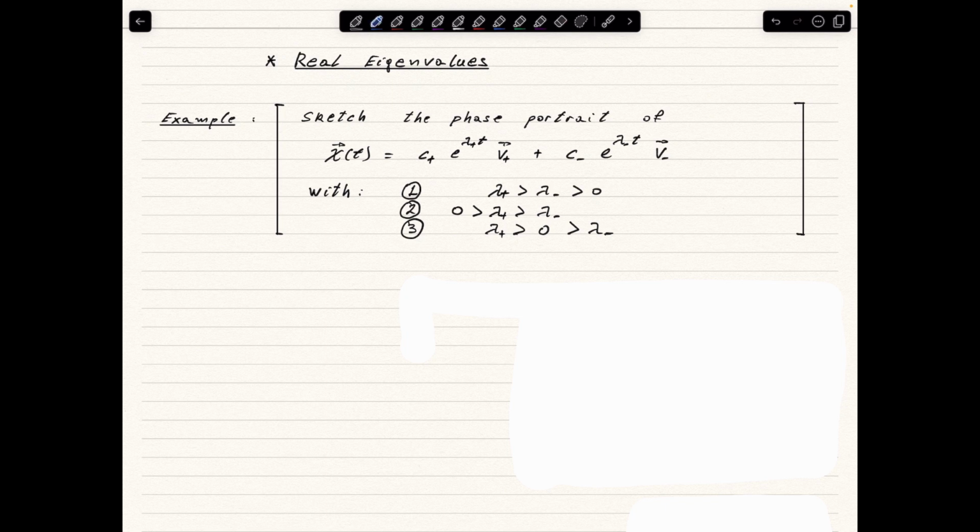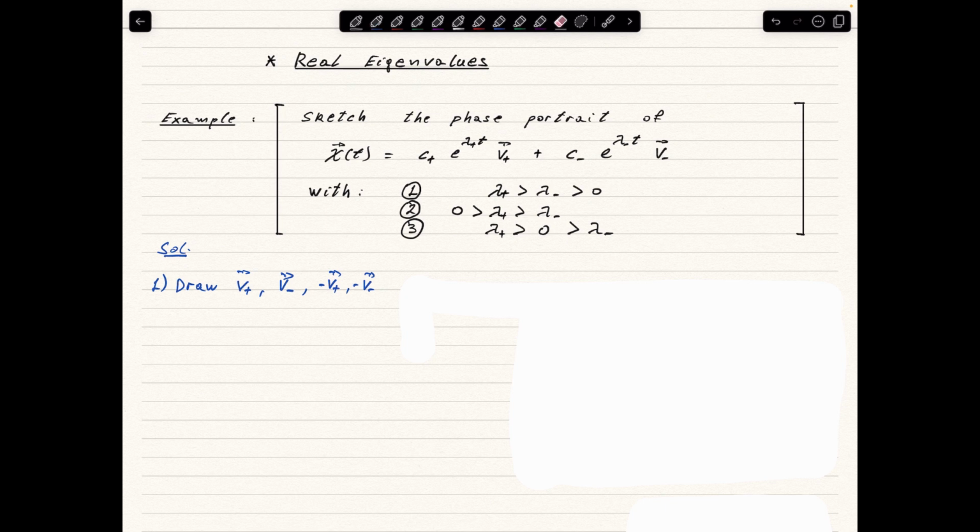To draw the solution, what we need to do is something similar to what we did in the complex case: draw the eigenvectors. In that case they were A and B, the real and imaginary parts. Here the vectors are real, so we need to draw V plus and V minus, and then also draw the negative V plus and the negative V minus. Very similar to what we did before.